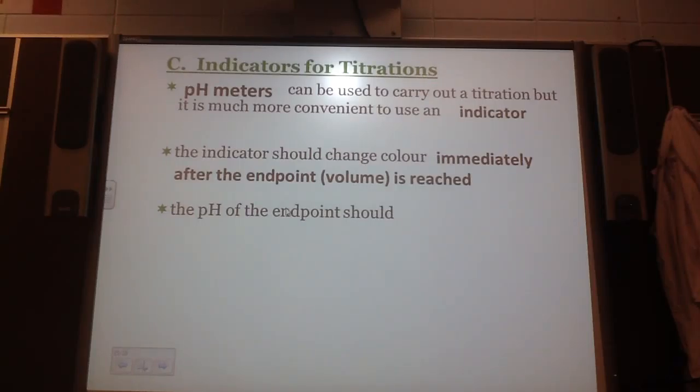The pH of the endpoint should fall within the pH range of the indicator. Just like I showed you yesterday when we looked at the scale, the methyl orange example, instead of being red or yellow, the endpoint should be orange.